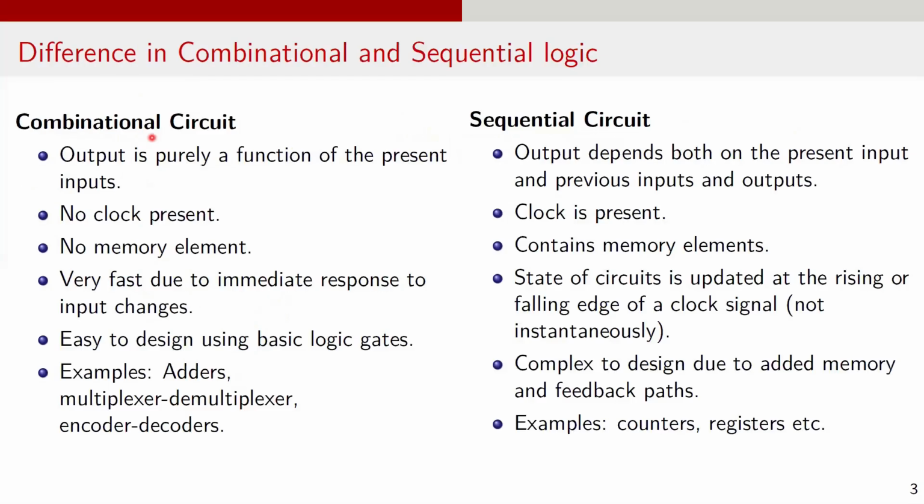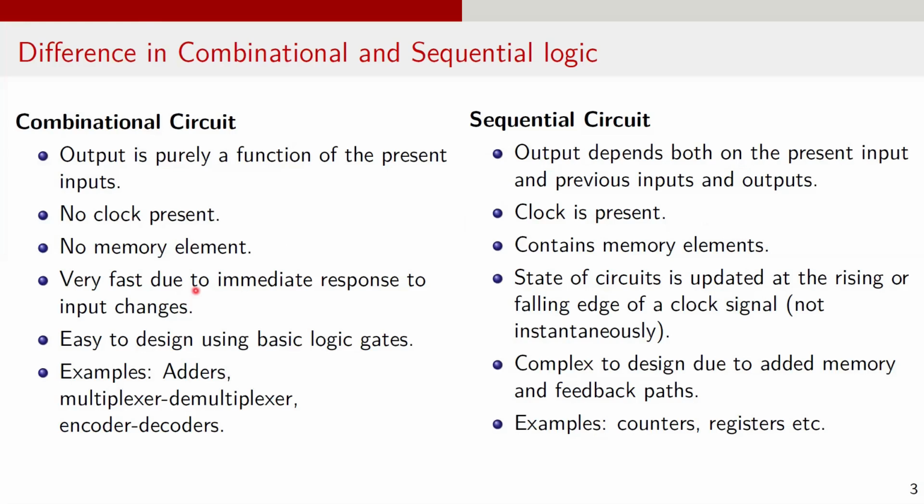Now, let's put together the differences between combinational and sequential logic circuits. For a combinational circuit, the output is purely a function of the present inputs. Whenever the input changes, the output immediately reflects the new values. In contrast, the output of a sequential circuit depends both on the present input and the previous inputs and outputs. Combinational circuits have no clock. Sequential circuits have a clock. Combinational circuits have no memory element. Sequential circuits are capable of storing information as they contain memory elements.